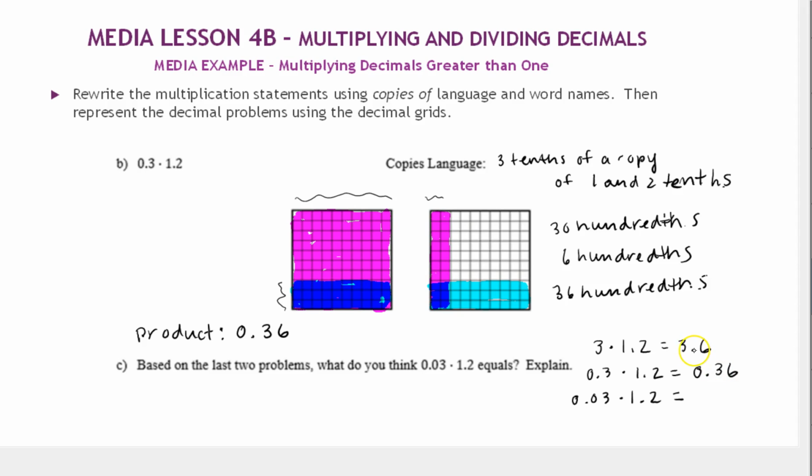So notice here, to go from here to here, we move the decimal point over 1. So if we change this decimal by 1 more place value, we need to change this one by 1 more place value. Let me change the color. So we'd move this over 1 and we'd have 0.036, or 36 thousandths. Okay, so we take 3 hundredths of a copy of 1.2 and it would give us 3 hundredths and 6 thousandths. Okay, we're going to summarize these results in the next slide and then use these patterns to multiply more quickly without writing the grids.